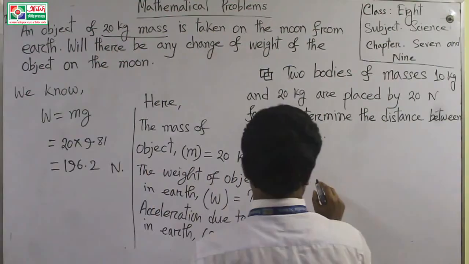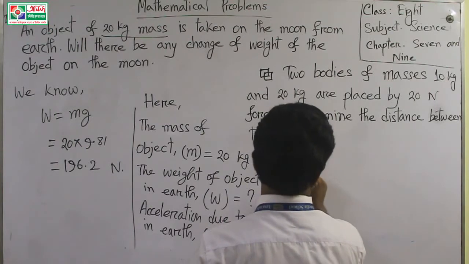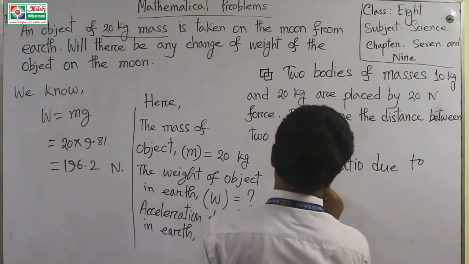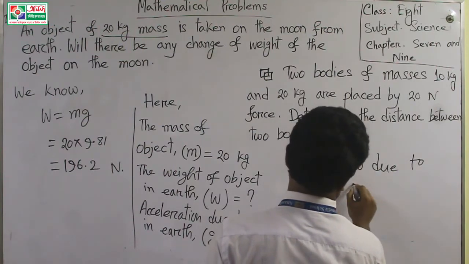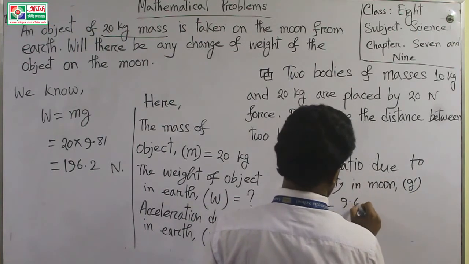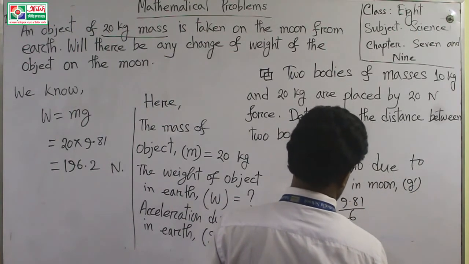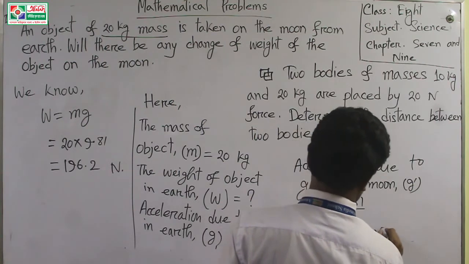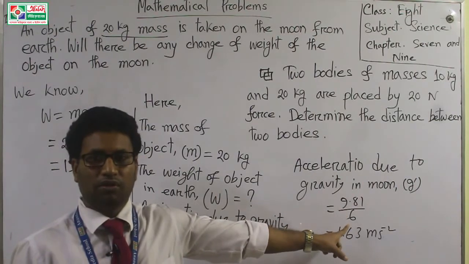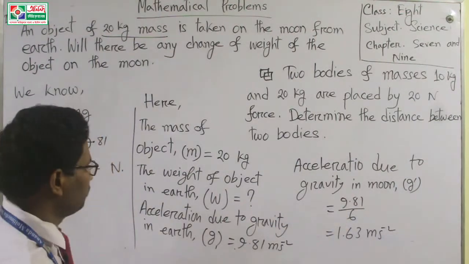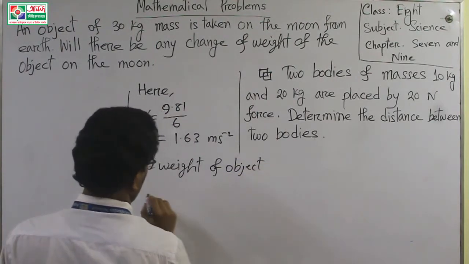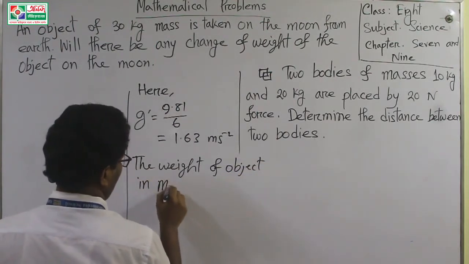In this case, I write down this acceleration due to gravity in moon, g prime equal to 9.81 divided by 6, that means 1.63 meter per second square. This g prime value I will use to solve the weight of object in moon.